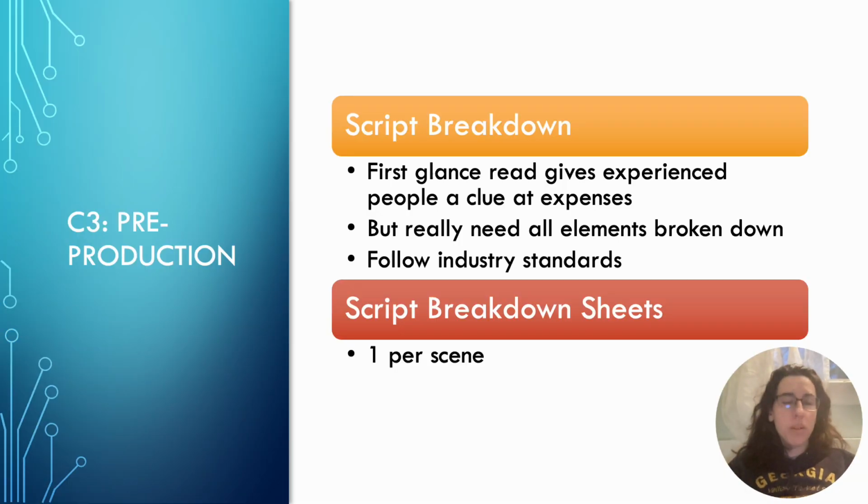So a good production manager or line producer, AD, can read over even a treatment or a script and really give a first glance read through for a clue at expenses and to know, is this a $100,000 or a $2 million film? But even when they can do that, they still really need to break down all of the elements to industry standards to get a good idea of what a film will cost and what it needs to actually make it happen. And that's where those script breakdown sheets come in that are always one per scene. And we've gone over those.